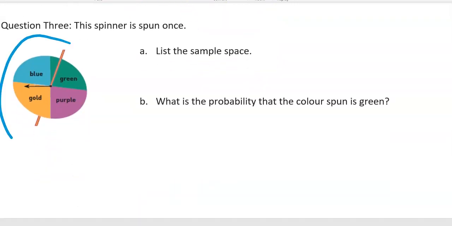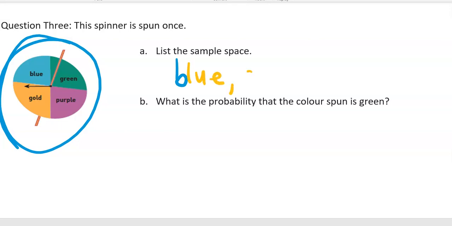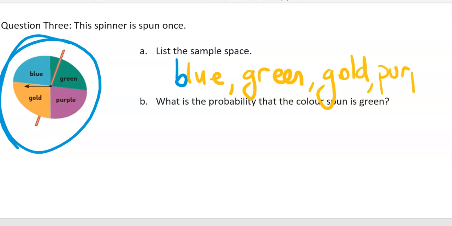Question 3, we've got the spinner. We've got some blue, green, purple, and gold. Okay, so the sample space. What could I spin? Well, I could spin a blue, I could spin a green, I could spin a gold, or I could spin a purple. That's my sample space. That is everything that could possibly happen.